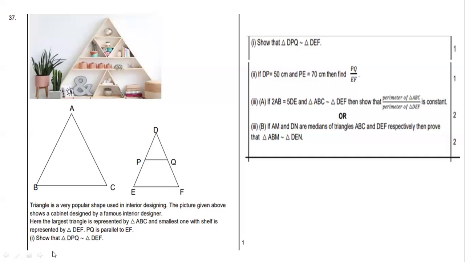Okay, you have to show these two triangles are similar, which is triangle DPQ and DEF. That means this small triangle and this complete big triangle both are similar. That's what we have to prove. Okay. Now let us take up the first thing. So before that, let us draw these two figures once more so that you get an idea.